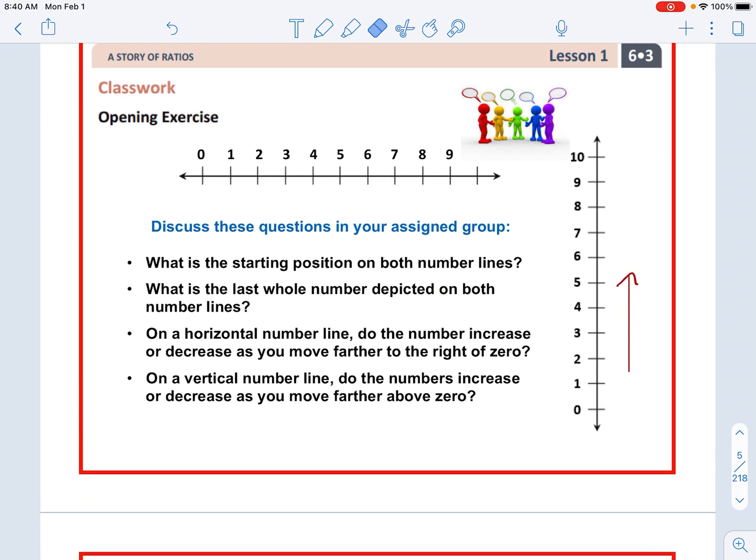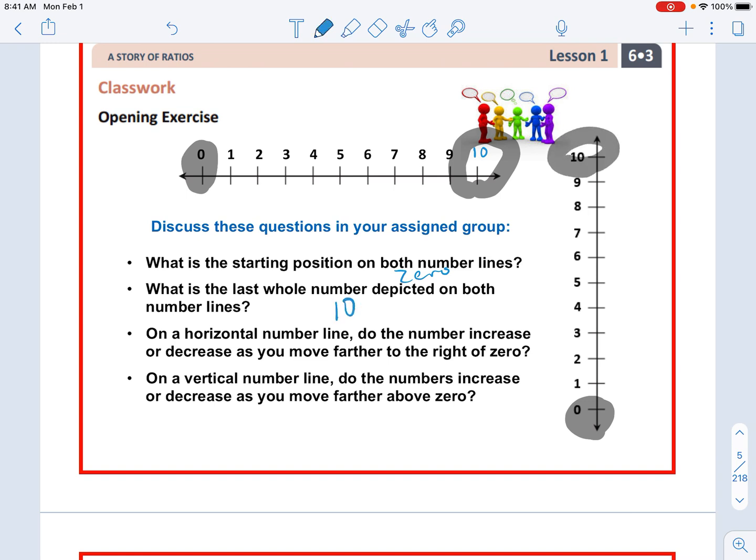Okay, so looking at both of these number lines, let's discuss some of these questions. The first one says, what is the starting position on both number lines? Well, obviously the starting position is going to be 0. What is the last whole number depicted on both number lines? The last whole number depicted, it's not written on here, but it is 10.